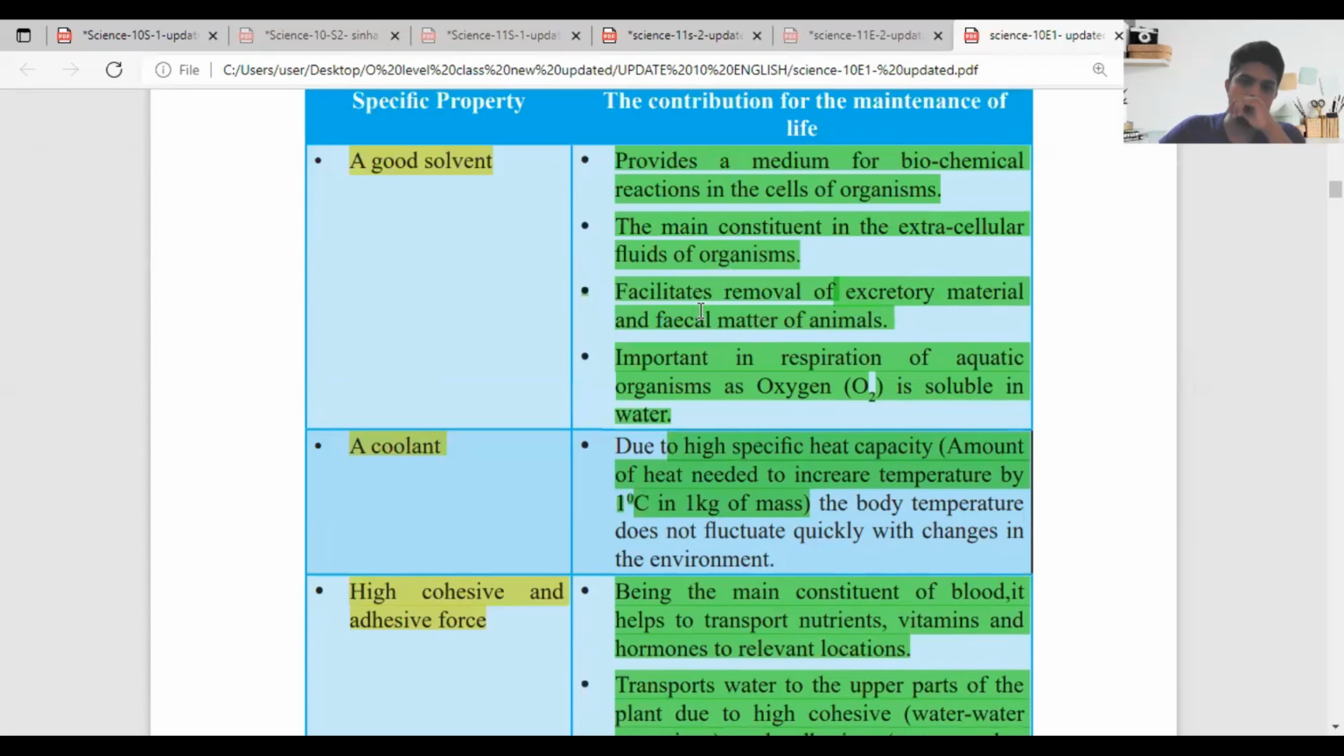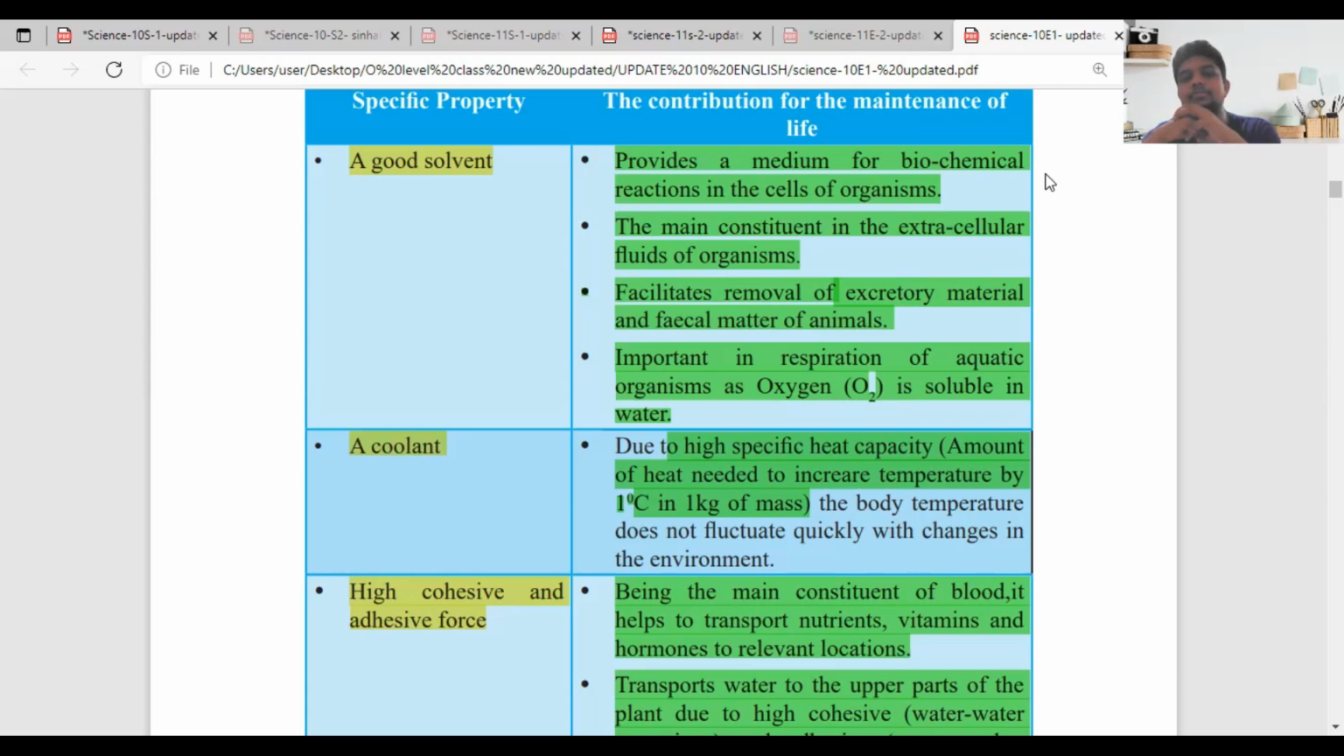So in here, a main constituent in extracellular fluids. Basically, when we consider a tissue, in that tissue there are different types of cells. Within those cells there is extracellular fluid. When we consider two cells, in between those points, there is a specific area, the extracellular area, that is mainly constituted with water.